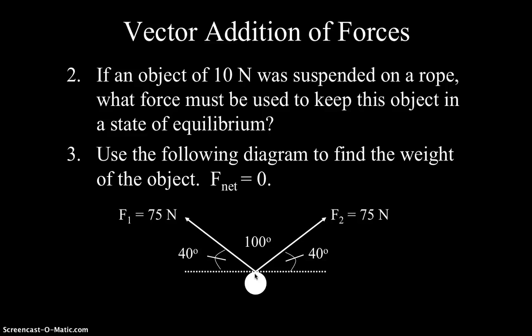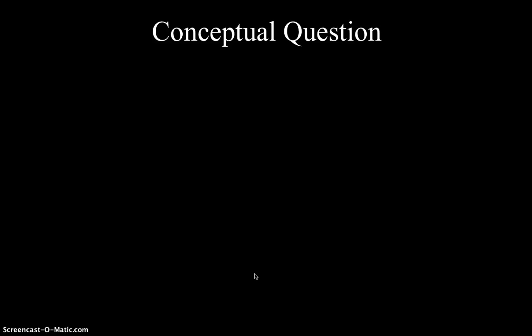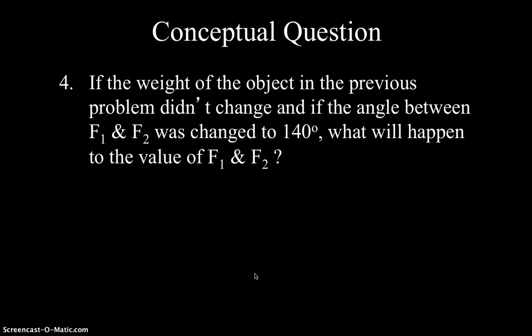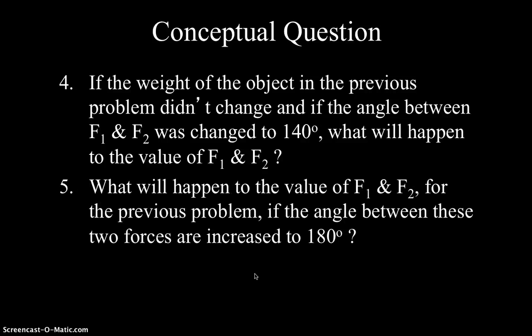Let's ask some conceptual questions, and we'll be answering these in class. If the weight of the object in the previous problem didn't change, and the angle between F1 and F2 was changed to 140 degrees, what will happen to the value of F1 and F2? We'll answer that in class after we finish number 3, so you can have a better idea. Number 5 is the same thing, and we'll talk about these concepts using a little bit of math to explain them. So 3, 4, and 5 we'll be answering in class. Somebody remind me in class.